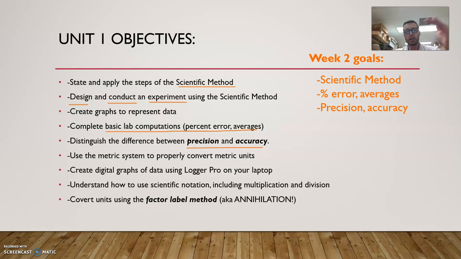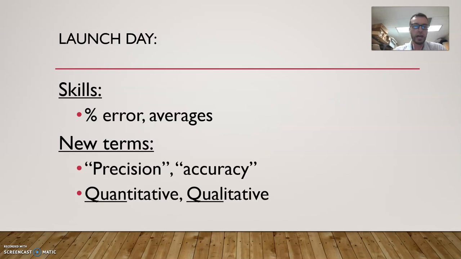So if you look at our whole unit overview, the things highlighted in orange are the things that we're going to look at this week. So to launch into today, I'm going to teach you 2 skills. The first skill is percent error, what that means, how to calculate it. The second skill is averages. What does that look like as far as the math goes, and how do we leverage that to do analysis of data? The new terms we're going to talk about today are precision and accuracy, and we're also going to talk about data that can be quantitative or qualitative. All right, rock and roll, let's do it.